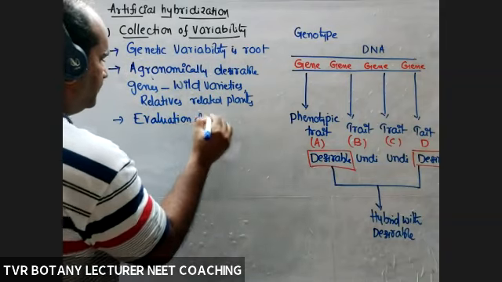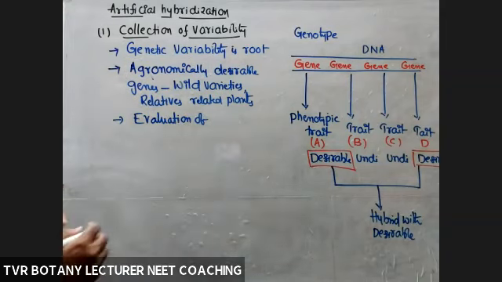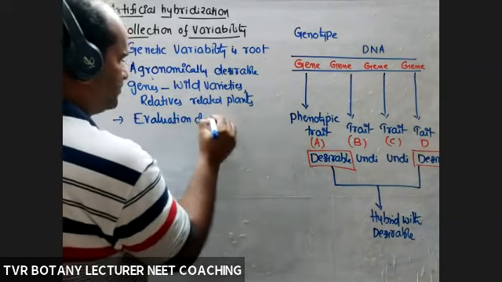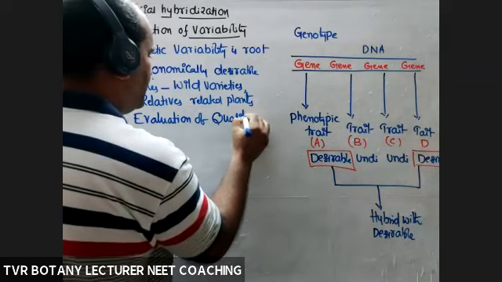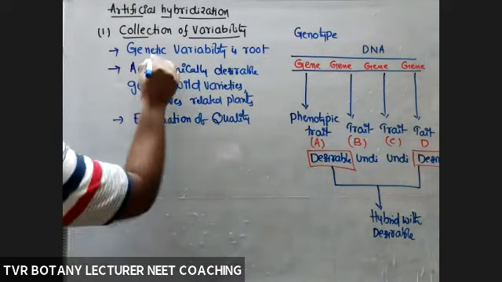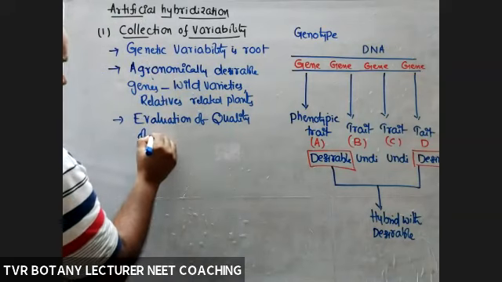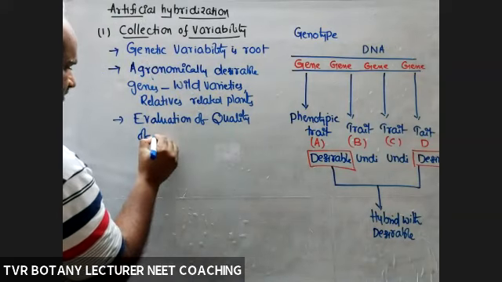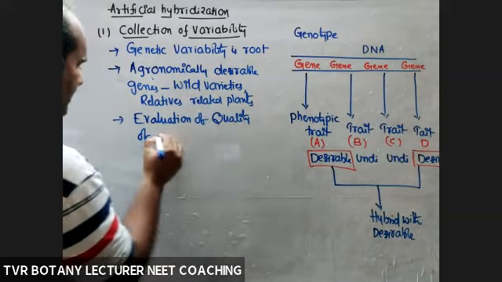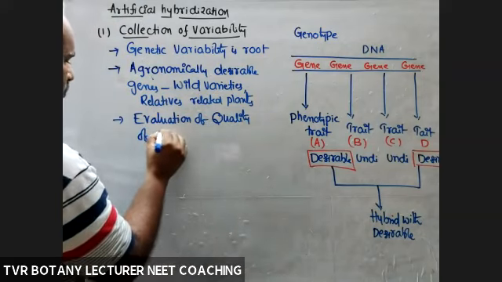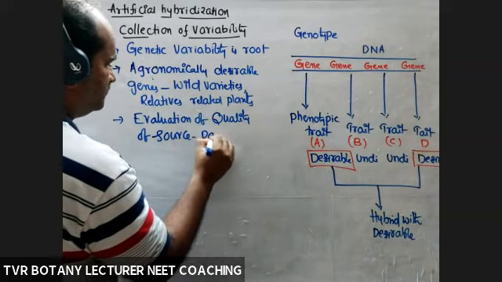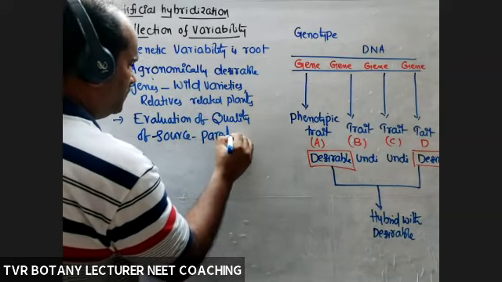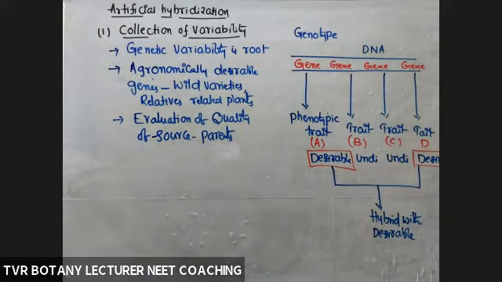Evaluation of agronomically desirable genes. Evaluation of quality. Simply, I'm using quality. Quality of the above wild parents, above source parents. Evaluation of quality of source. Here source means source parents. Source of a valuable genetic material.